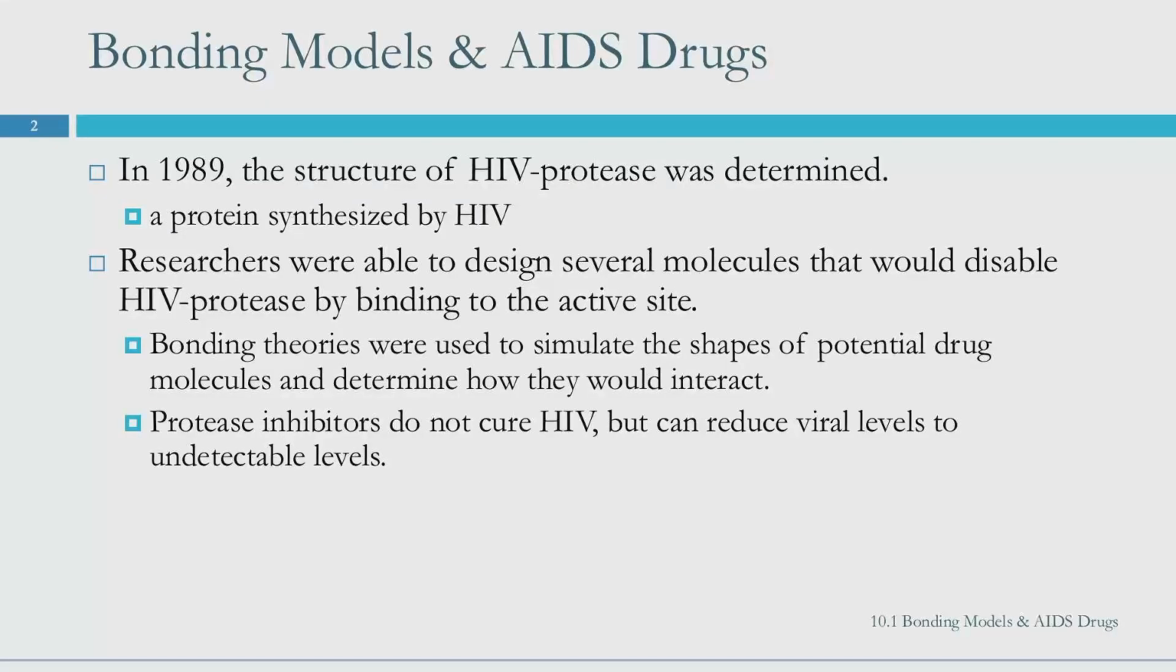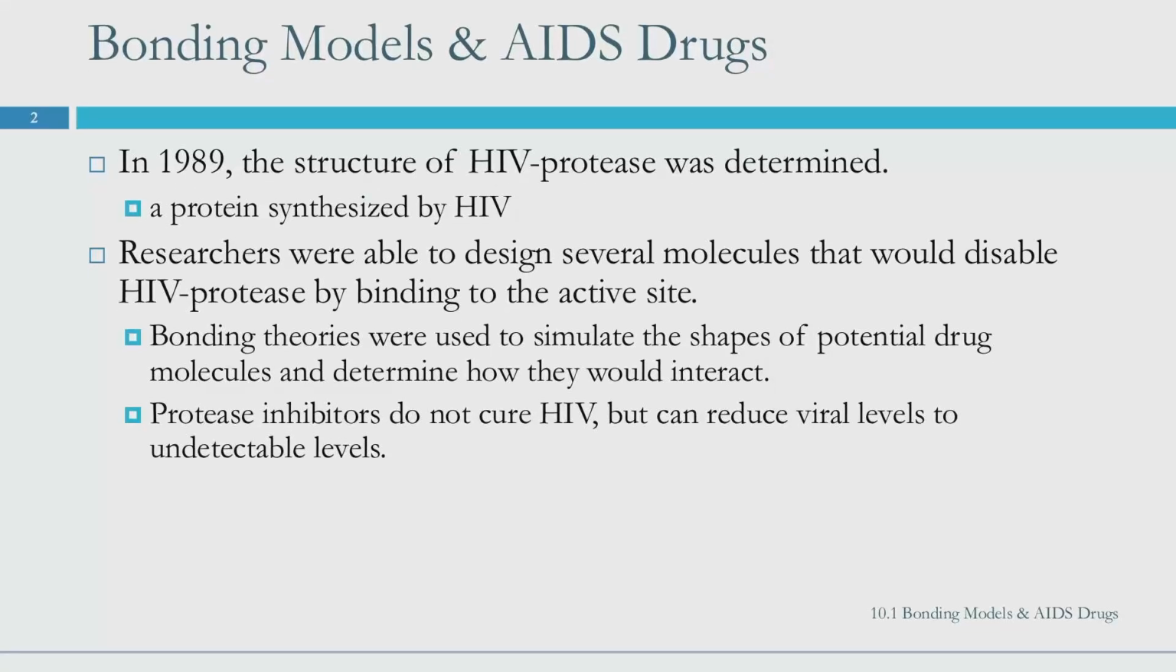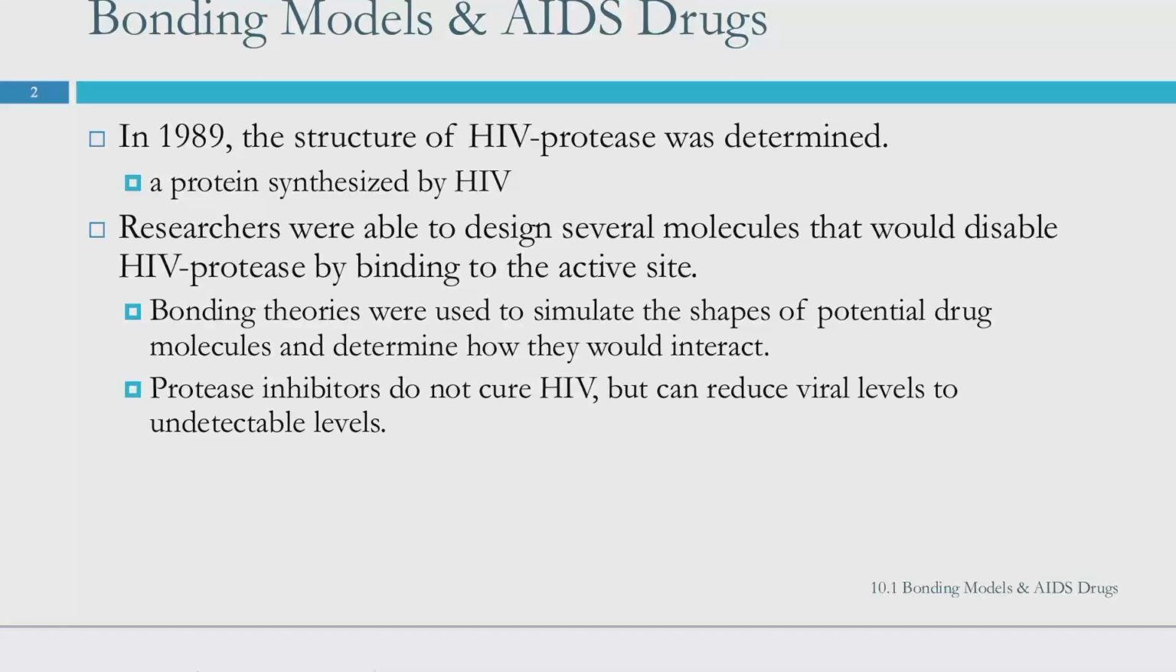An important notable time that bonding models have been used was 1989. The structure of HIV protease was determined. That's a protein that's synthesized by HIV, and because of figuring out the structure of HIV protease, researchers were able to design a couple of molecules that would disable the HIV protease by binding to the active site. This is used a lot more now since we've got better computational models.